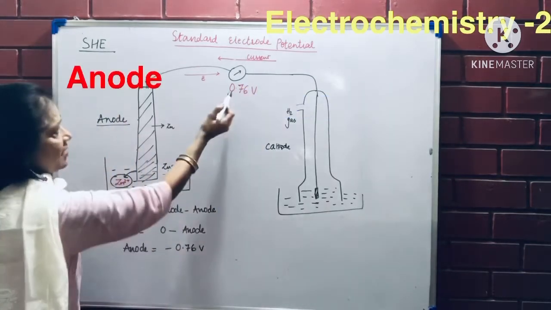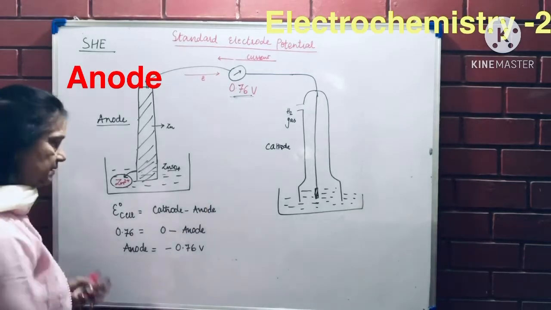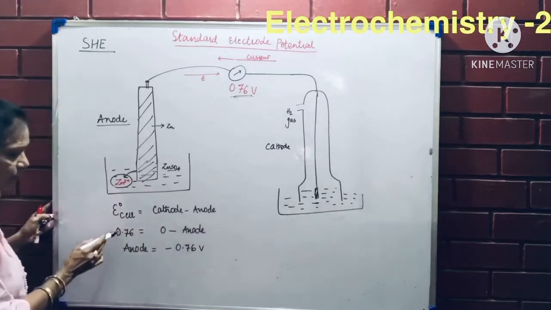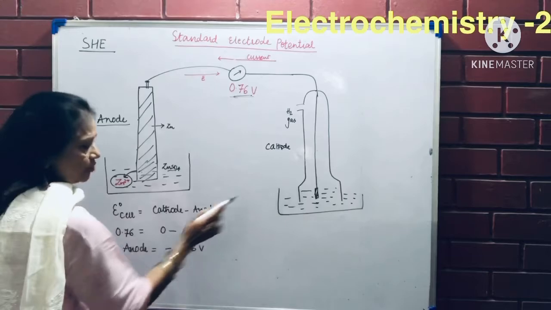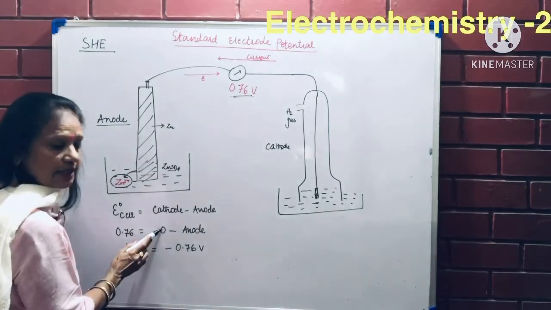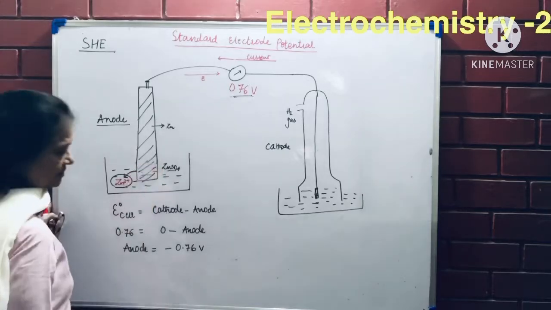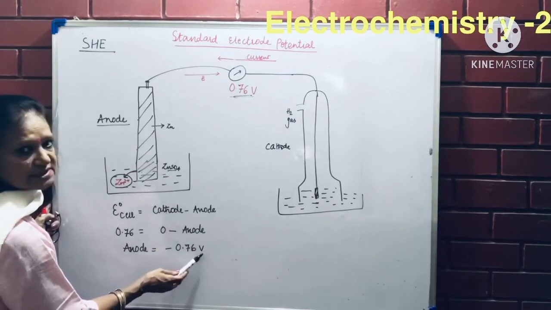Now the value in the galvanometer is showing 0.76. So putting it in the same formula, E° of the cell is cathode minus anode. The value is 0.76, the cathode value is 0 because it is a standard hydrogen electrode, and the anode value is what I want to find out. So now the value comes as minus 0.76 volts.